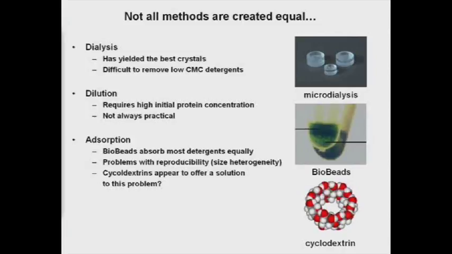Dilution has had success where we dilute our membrane protein solution out past the CMC until we get reconstitution into the lipid membranes. However, you need a really high starting protein concentration for this approach, and it's not always practical to be diluting our sample out. These adsorption-based methods appear to offer some really convenient approaches to removing detergent. Most importantly, they tend to remove all detergents in a uniform manner. There are problems associated with biobeads, however, in terms of the heterogeneity of the size of these biobeads and the reproducibility of experiments. Cyclodextrins, which we'll hear more about later on today, I believe, appear to offer a nice solution to this problem.